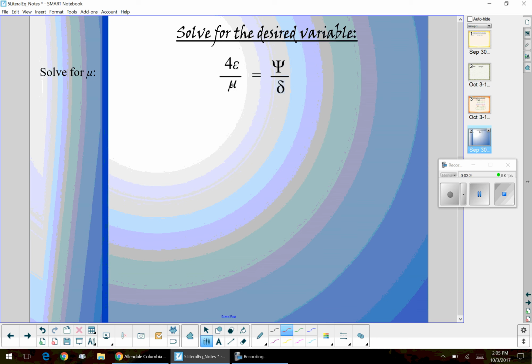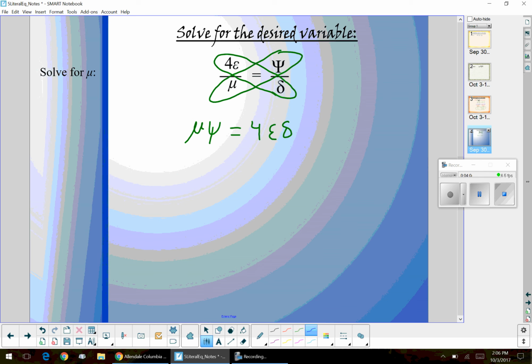I've got a couple choices. I could multiply both sides by mu. If I multiply by mu over here, they would cancel. Or in this case, since I have a nice proportion set up, I have two fractions that are equal to each other, I can actually cross-multiply and deal with it that way. And that's what I'm going to choose to do here. So I'm going to multiply these two together, I'm going to multiply these two together, and we're going to bring down our results. So on the left, I'm going to do mu times psi, and then equals, on the other side, I have 4 epsilon times delta.